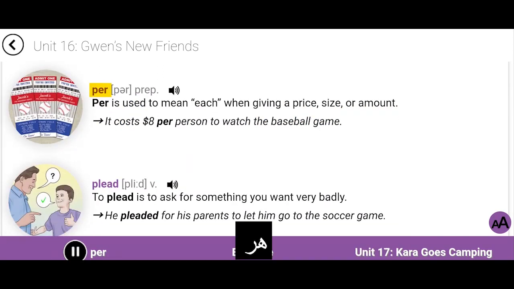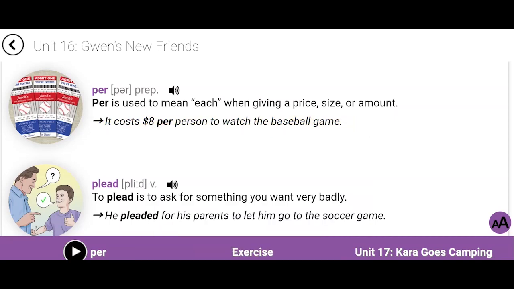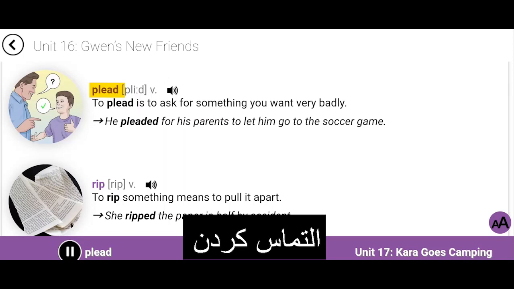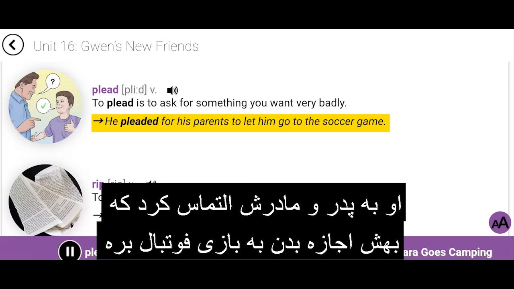Per. Per is used to mean each when giving a price, size, or amount. It costs $8 per person to watch the baseball game. Plead. To plead is to ask for something you want very badly. He pleaded for his parents to let him go to the soccer game.